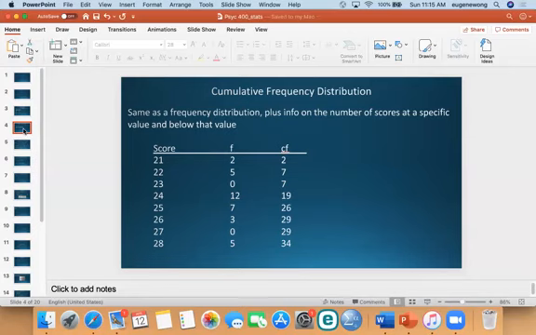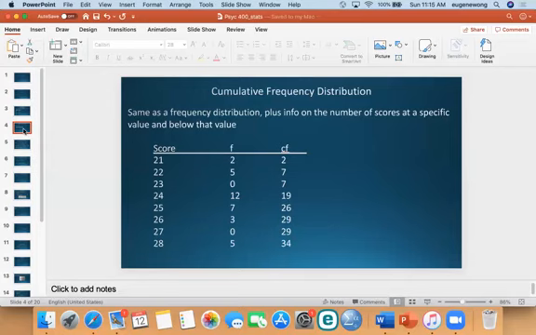What the cumulative frequency does is that it tells you the number of scores that are at a particular value and less than that value. If you look at this table here, it is based on the same data set that we started with. If you look at the first two columns labeled score and F, that is the frequency distribution that we just talked about. We're going to add a third column now called CF, cumulative frequency.